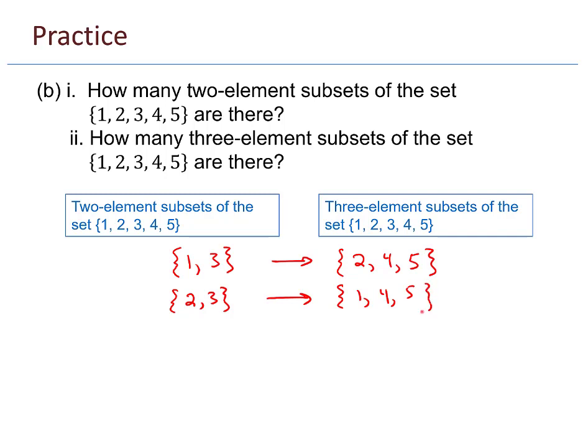And does the process work in reverse? If I start with a 3-element subset, I can map it onto a 2-element subset by looking at the numbers that are missing. So for example, let's just try 3, 4, 5. That corresponds to the set 1, 2. And so we see it goes back and forth in both directions. So we have a one-to-one correspondence going in both directions. Therefore, these two sets have the same number of elements. Kind of a cool idea.